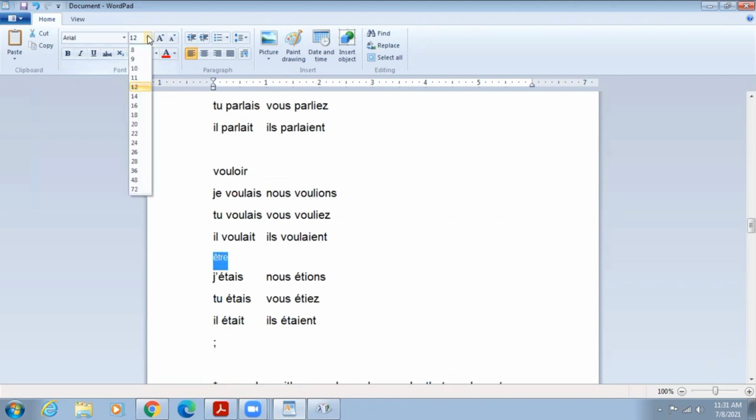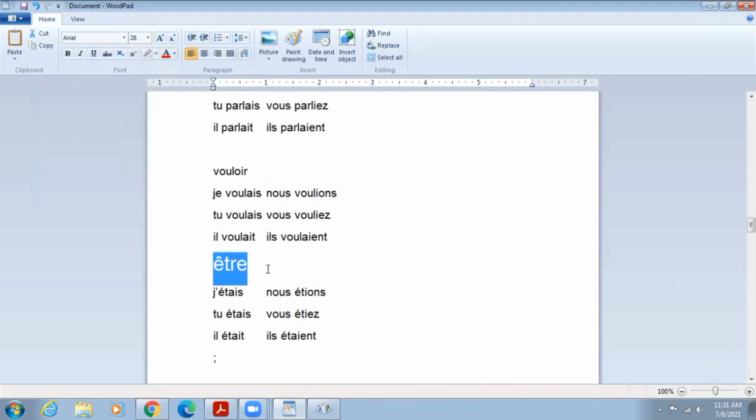Because it is irregular. Être, j'étais. So in past form, it becomes I was. Because in present, it is I am, right? The past form of être is was and were, obviously. So, j'étais, I was, tu étais, you were, il était, he was, elle était, she was, nous étions, we were, vous étiez, you were, ils étaient, they were.